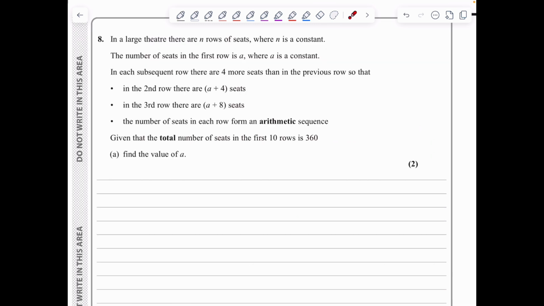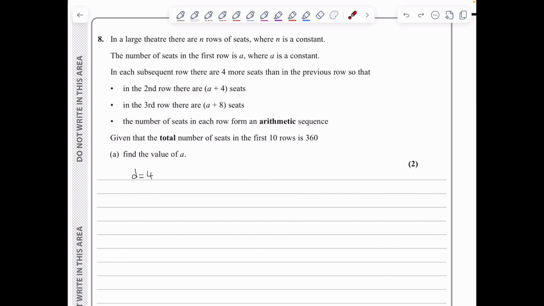In question 8, we've got a large theater with n rows of seats, and the number of seats in the first row is a, and each subsequent row has 4 more seats. So we go from a to a plus 4, then a plus 8, and so on. So the number of seats are forming an arithmetic sequence, and we are told that the total number of seats in the first 10 rows is 360, and we need to determine the value of a. So we are certainly looking at an arithmetic sequence with a common difference of 4.